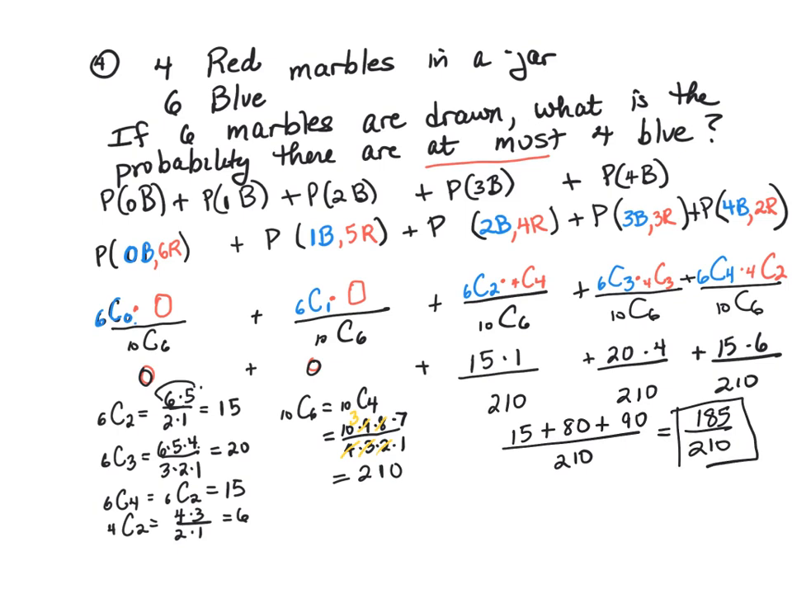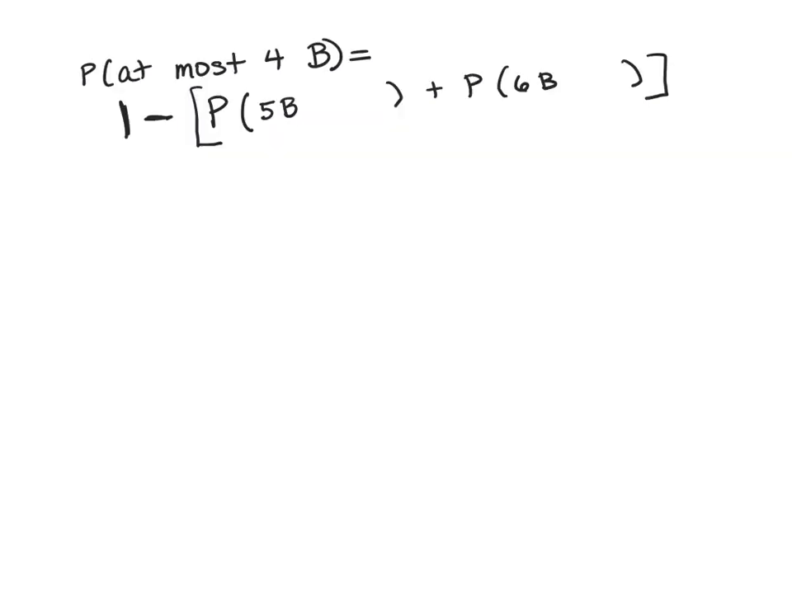All right. Now, I'm wondering if there's another way to do this problem, and I think there is. If we take a look at the complementary event, we could consider it as 1 minus the probability of having exactly 5 blue and exactly 6 blue. If we have exactly 5 blue and 6 blue, and we're picking 4 marbles, then in this case we have 1 red, and here we have 0 red. So let's see if we get the same answer.